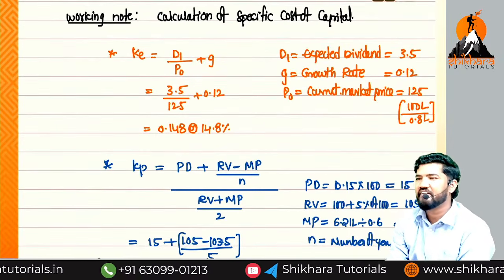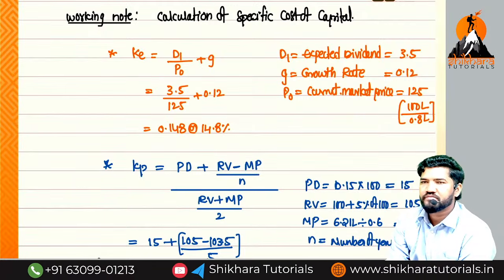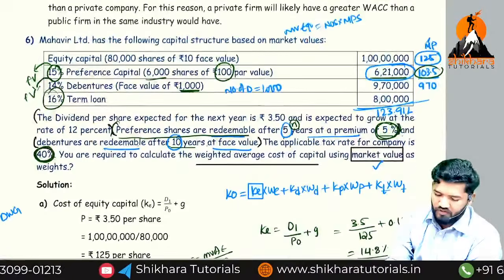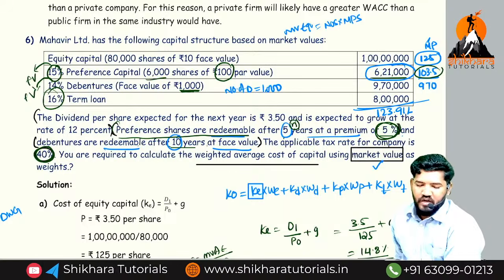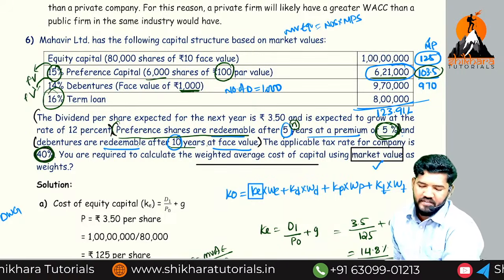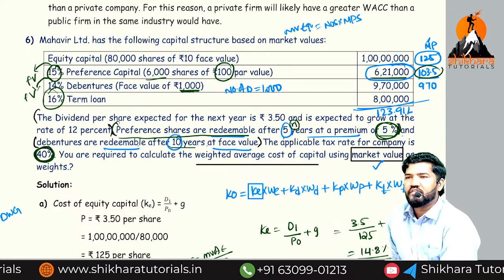Please calculate weights. How to calculate weights? Please total the capitals: 100 plus 6.21 plus 9.7 plus 8, which is 123.91.